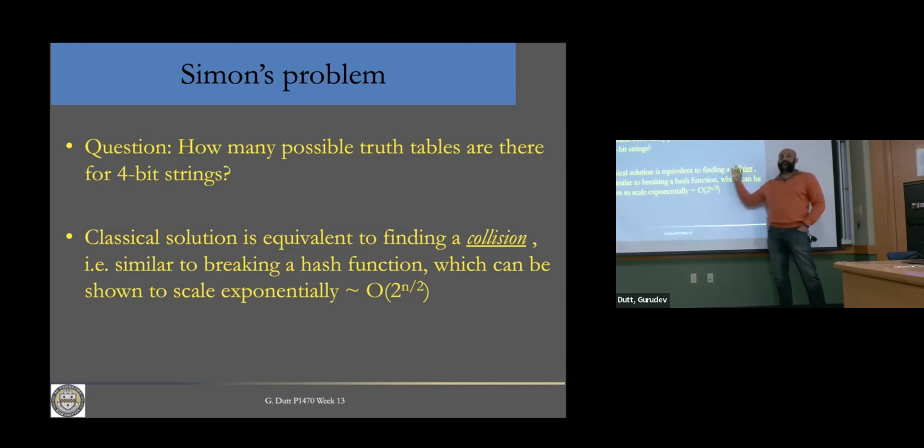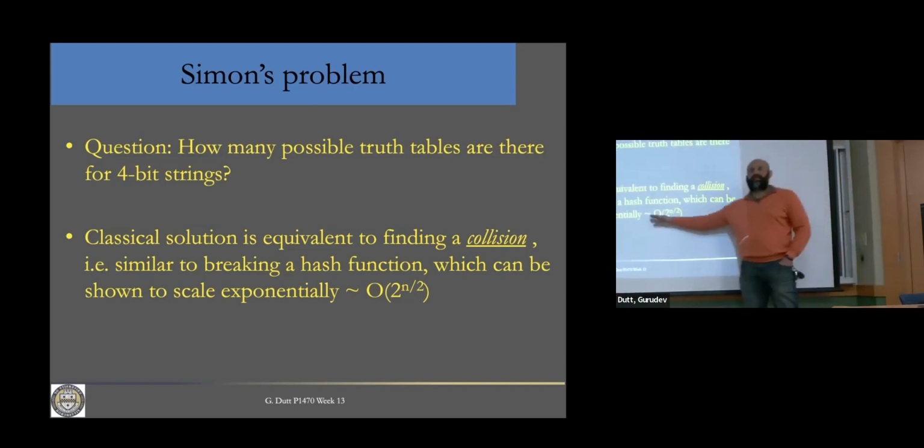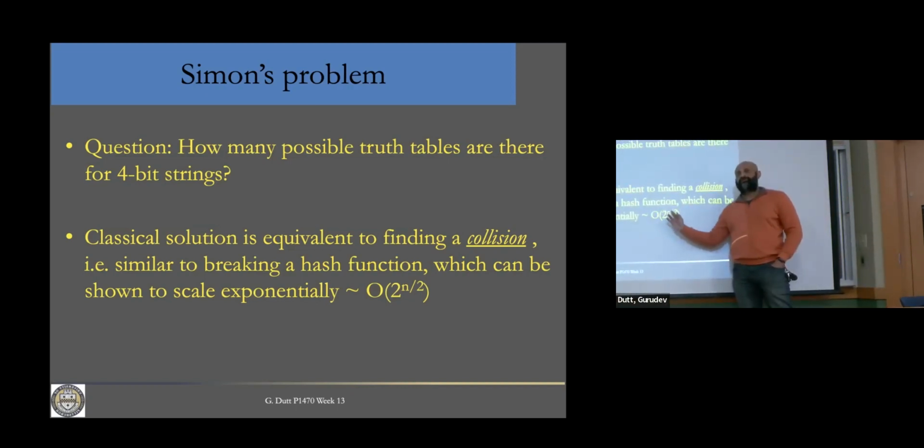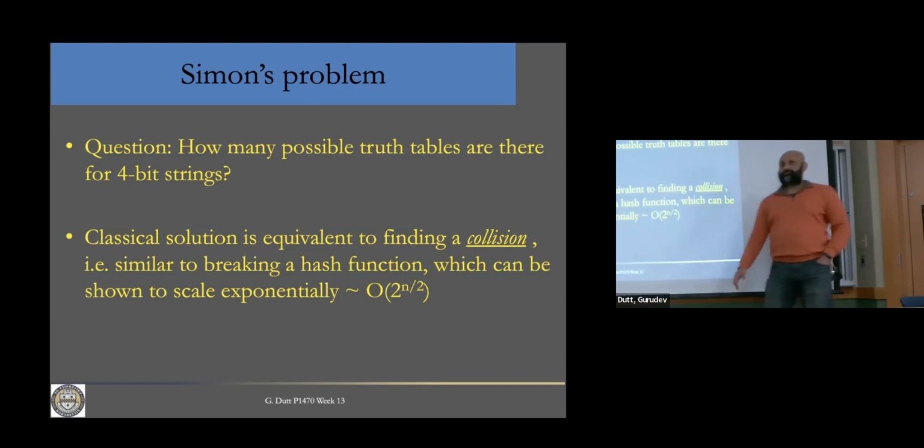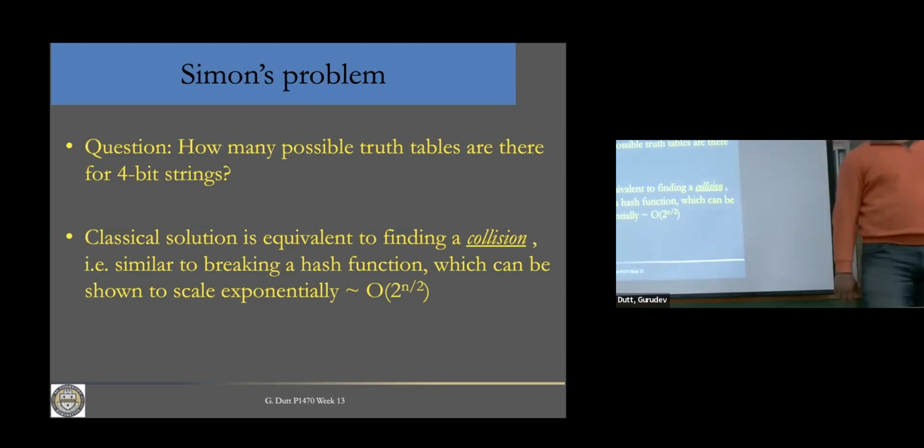How do you break a hash function? By finding collisions. And typically, these are shown to scale exponentially with the number of bits. So it's order 2 to the power n over 2. So this is an exponentially scaling problem, as far as we know, the breaking of hash functions. At least good hash functions, I should say. There are always some that are not so good, and you can break them fairly easily.